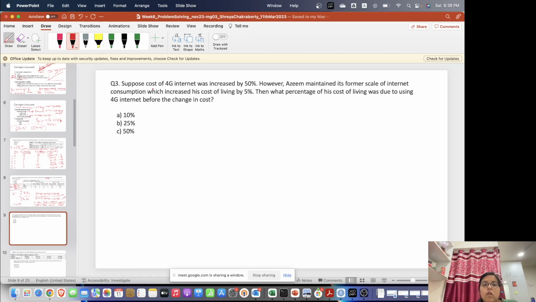So suppose the cost of this commodity is increased by 50%. However, Azim maintained his former scale of internet consumption, which increased his cost of living by 5%. Then what percentage of his cost of living was due to using 4G internet before the change in cost?